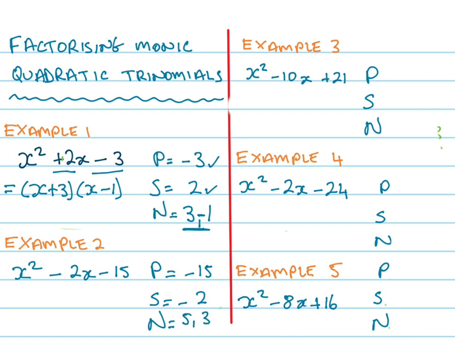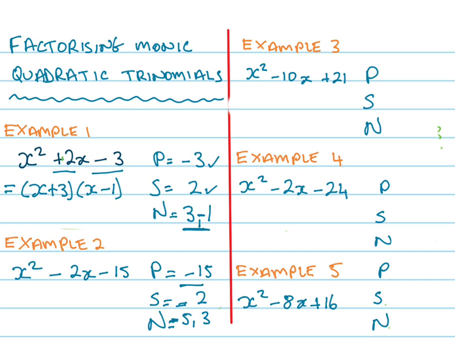Now, what are our signs telling us? One of them's negative, because my product's negative, and the larger of the two in magnitude, in size, must be negative because I've got a negative sum. So, putting it together, the numbers are going to be negative 5 and positive 3.